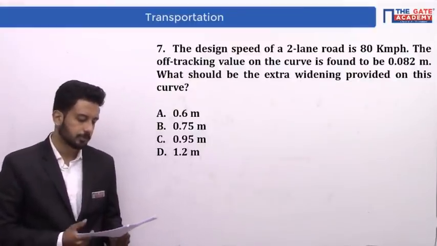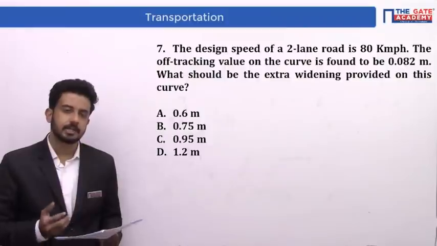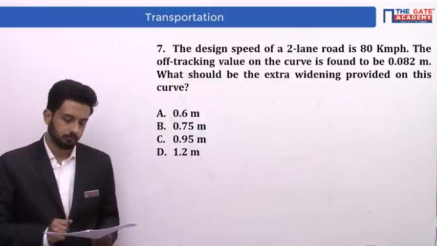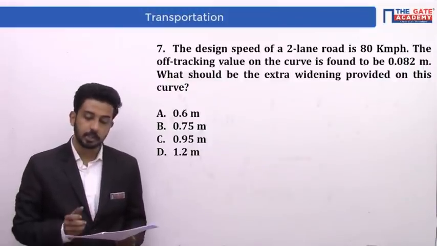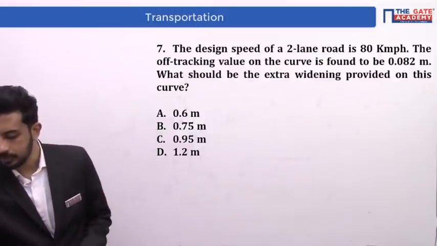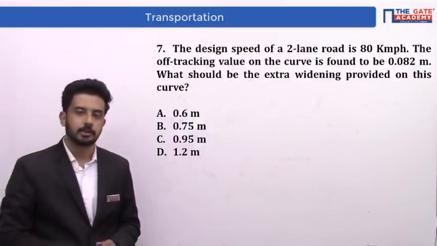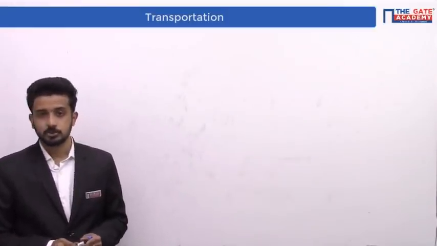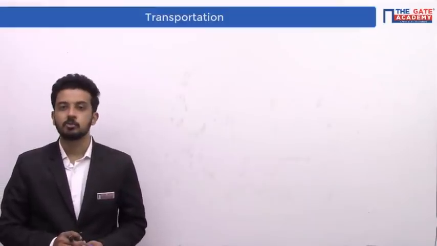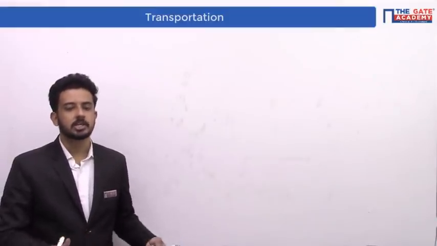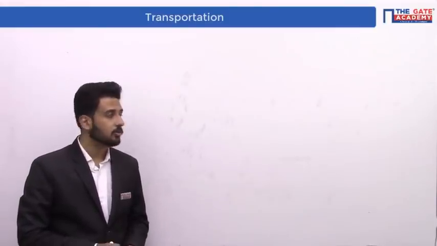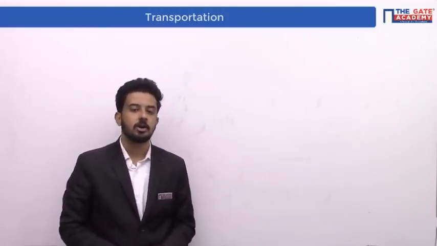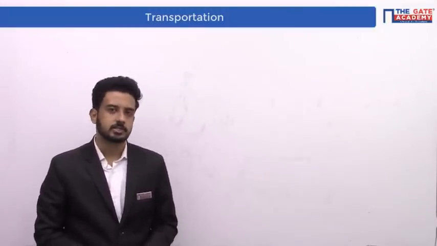For that they have told that the design speed is 80 km per hour and it is a two-lane road. And the off-tracking value also they have given, it is equal to 0.082 meter. So in order to solve this question, we should know the equation for extra widening of the road. Where will we give extra widening? On the horizontal curves.